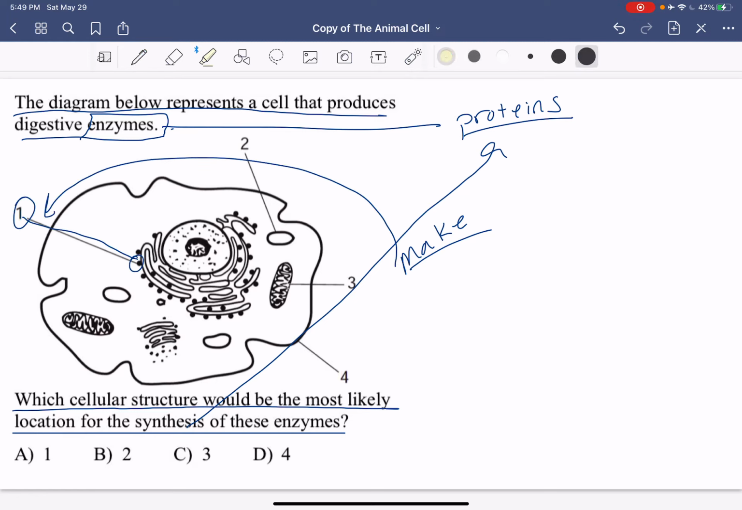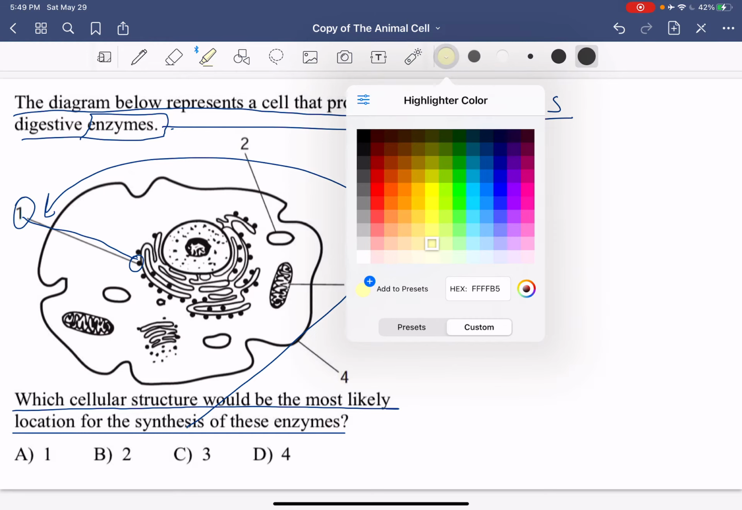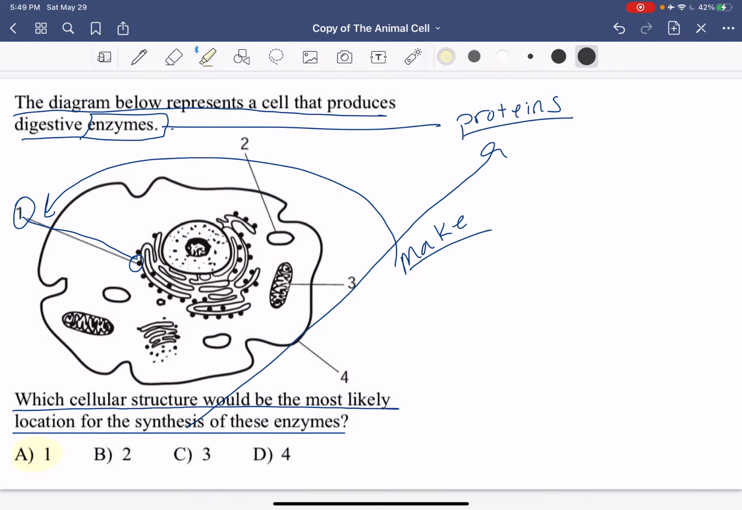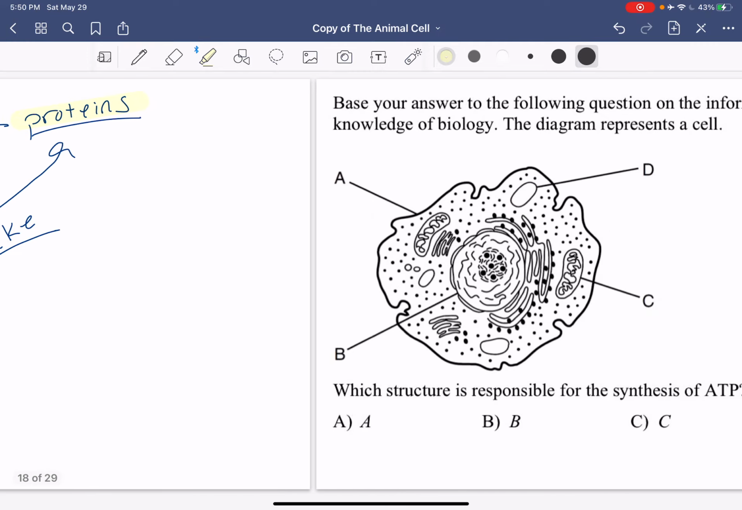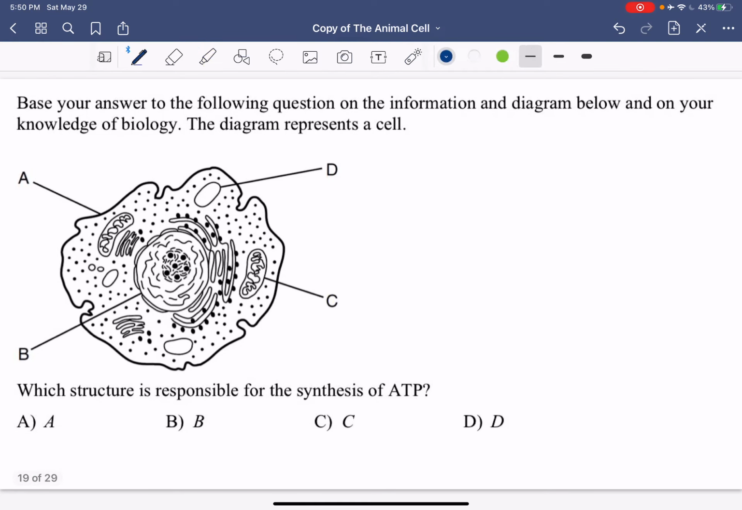So the best answer for this question is number 1. Number 1 is pointing to the ribosome. And the ribosomes synthesize proteins. So they also synthesize enzymes. Because enzymes are proteins. All right, let's keep going. I can already feel that energy and confidence coming from you. Again, start pausing this video before I explain to test yourself.